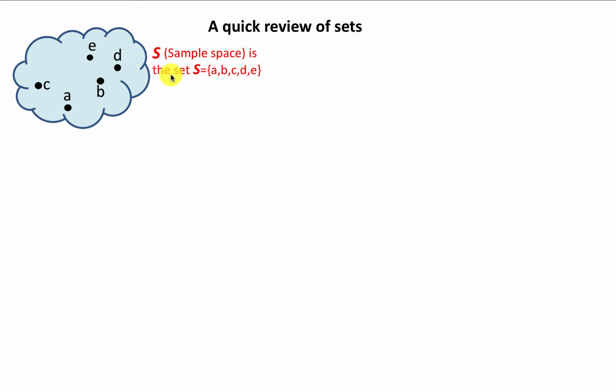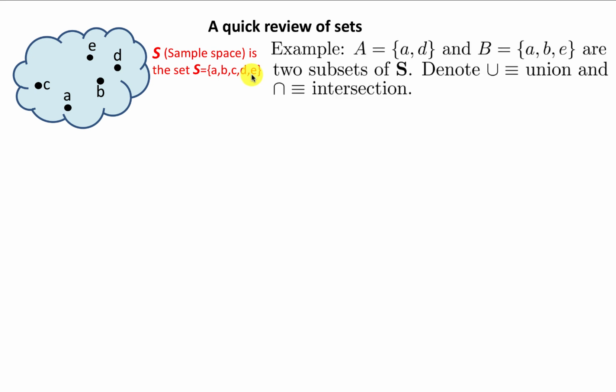At this point, it's necessary to do a quick review of sets. Now, the sample space S is a collection or a set, which is the set of all possible outcomes, which we've labeled here as A, B, C, D, E, F, G, H, etc. In general, if you have a set, let's say A, which has got elements A and D, and a set B, which has got elements A, B, and E, these are called subsets of S.